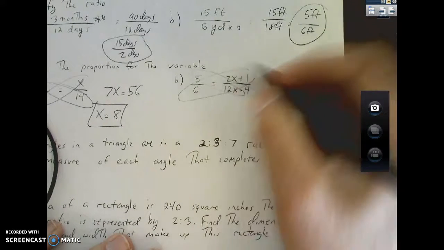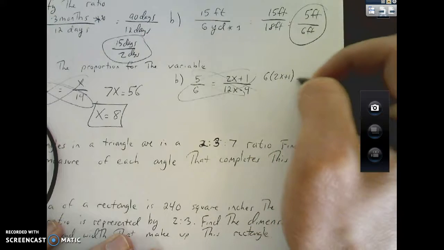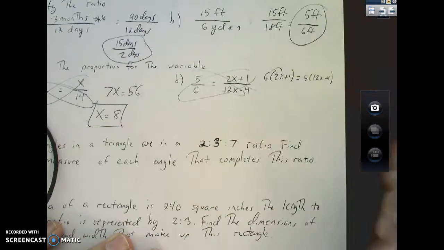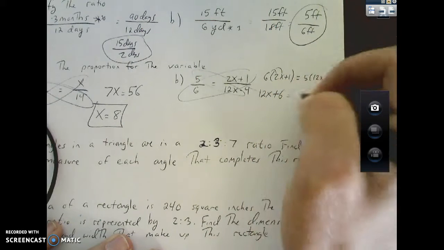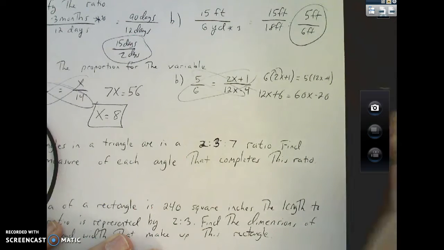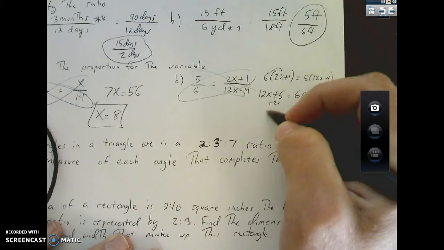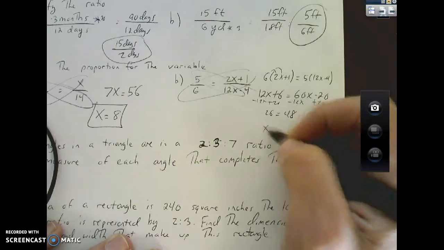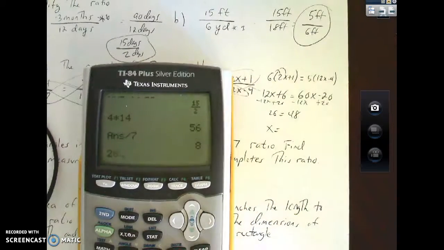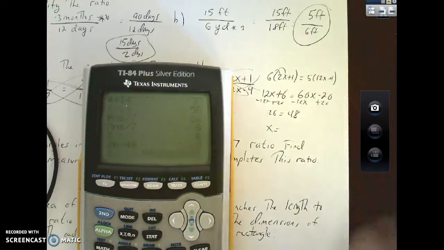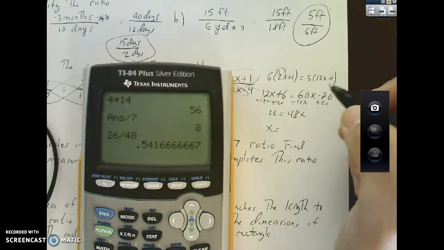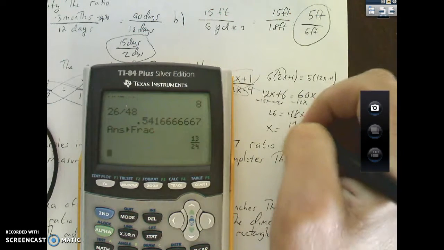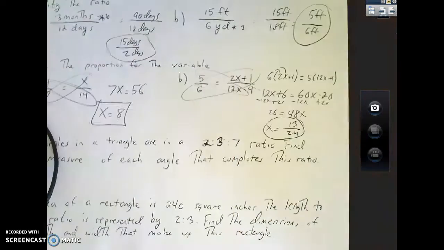Here I have an expression, so I'm doing 6 times (2x plus 1) equals 5 times (12x minus 4). I can multiply this in. 12x plus 6 equals 60x minus 20. Okay, I can add 20 over. 26, I can subtract 12x over. I get 48. 26 divided by 48. Okay, and then I get 0.5. I'll change that to a fraction. 13 over 24. Okay, all's well.